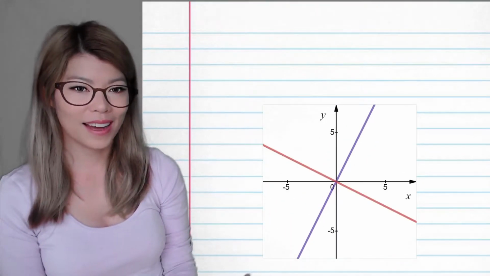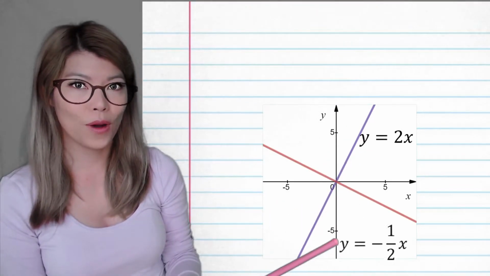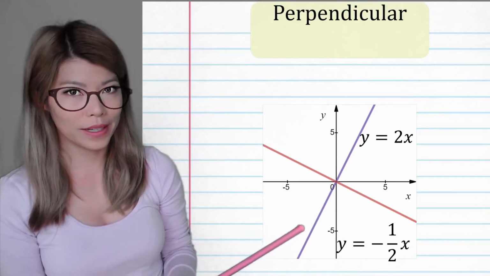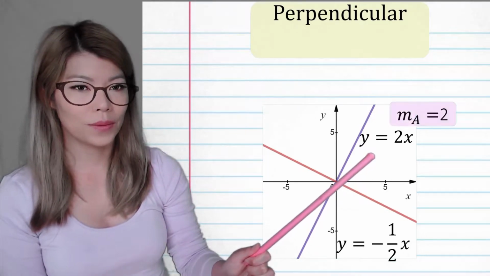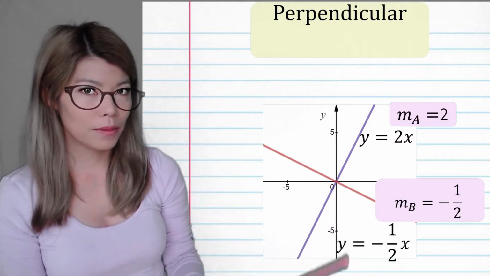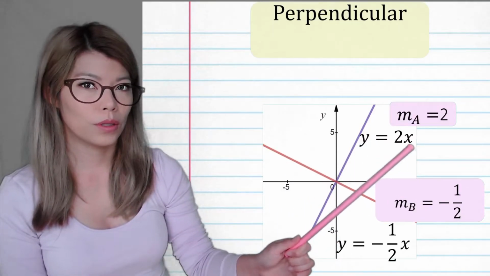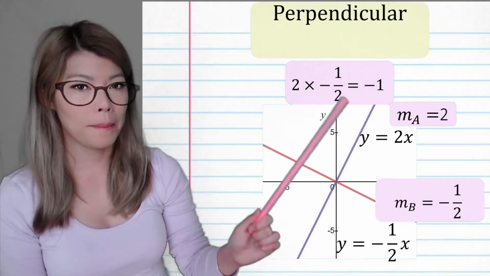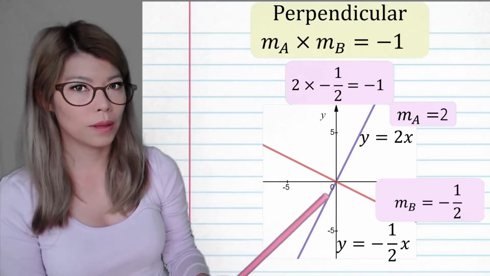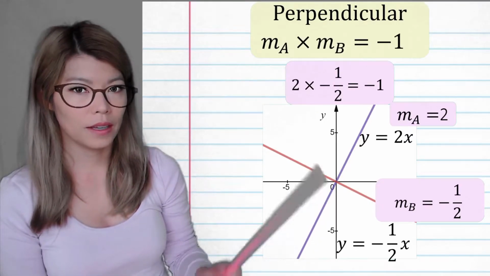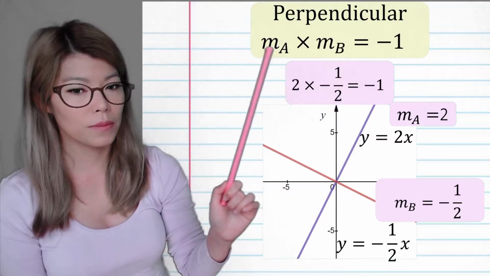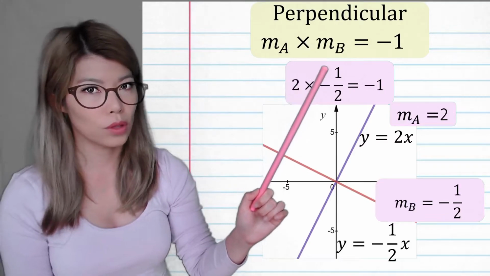Let's have a look at these two lines. Here we have y equals 2x and y equals minus a half x. We can clearly see that these two lines are perpendicular. The gradient for this one is 2, the gradient over here is minus a half, so they're not the same gradient, but when we multiply 2 times minus a half, we get minus 1. The gradients of perpendicular lines always multiply to give minus 1. So you'll see the formula as m of A times m of B is negative 1, or sometimes as m of 1 times m of 2 equals negative 1.